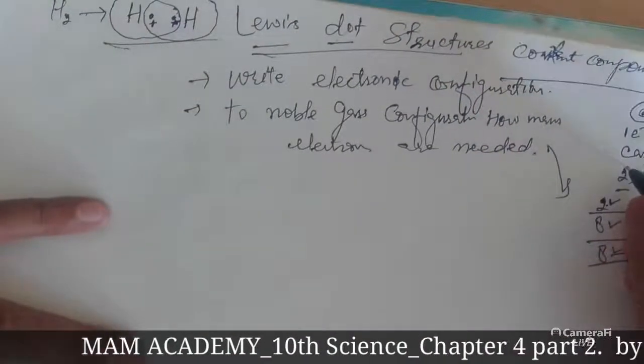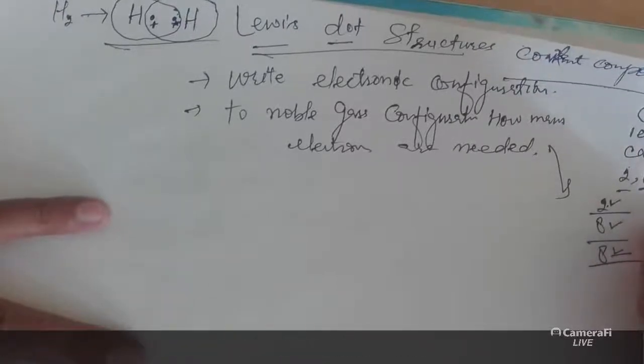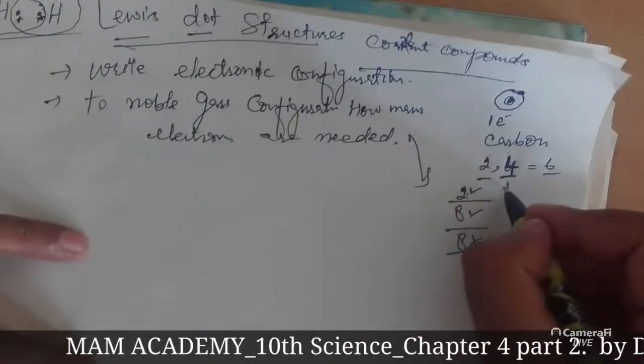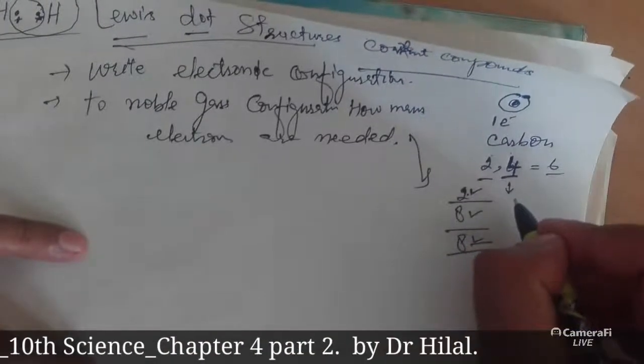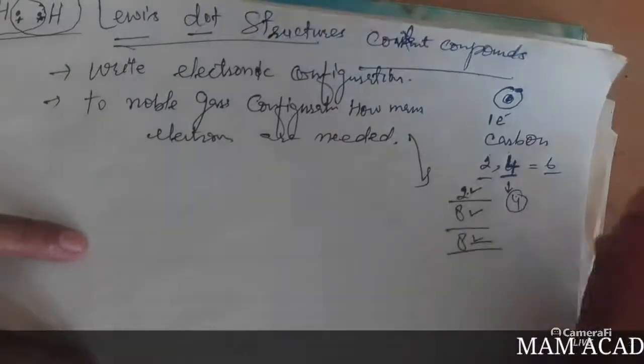So that becomes a noble gas configuration. Since carbon has 2 inside but its outermost shell has 4, how many electrons are now needed for carbon to attain the noble gas configuration? So it means 4 electrons. See, 4 plus 4 is equal to 8.